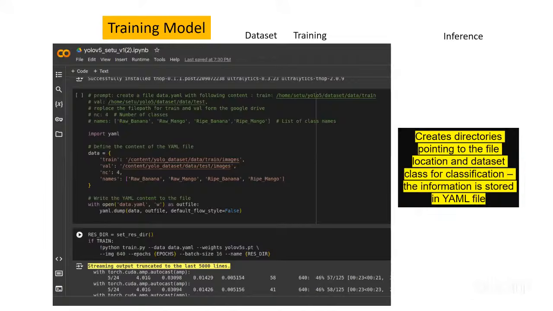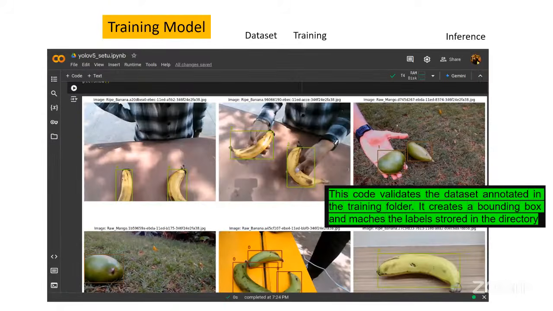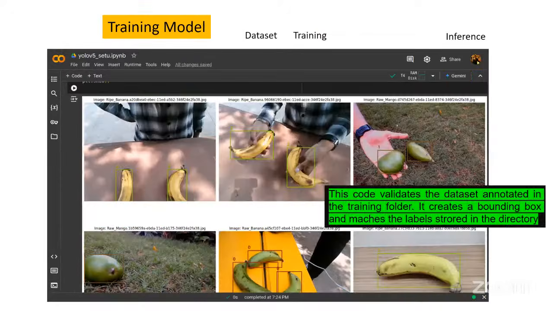Can you go to the previous slide? Checking annotation one. Previous slide. Next slide, next slide. Just stop it.